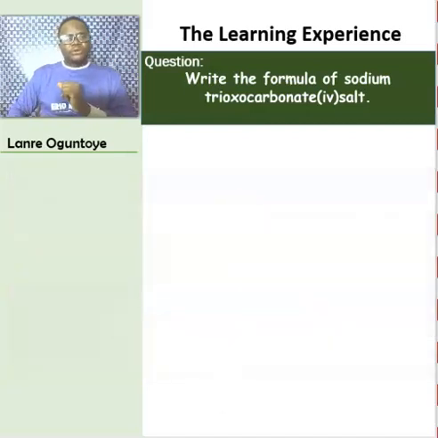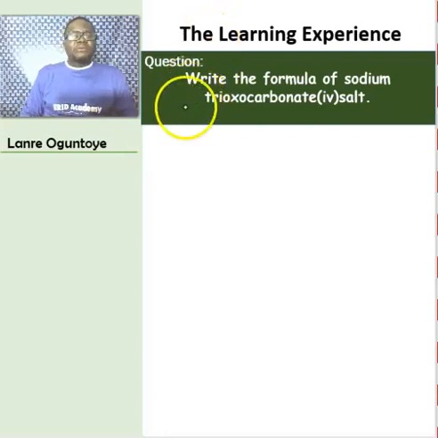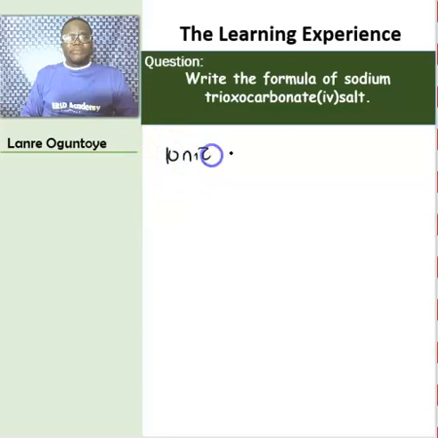In this video, we are required to write the formula of sodium carbonate salt. To tackle a question like this, the first thing you have to do is to determine or identify the kind of substance that the sodium carbonate salt is. It is an ionic compound. And ionic compounds have two parts.